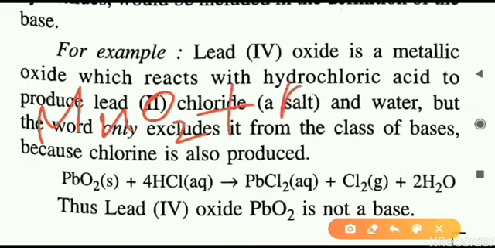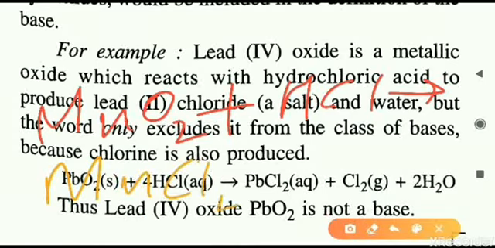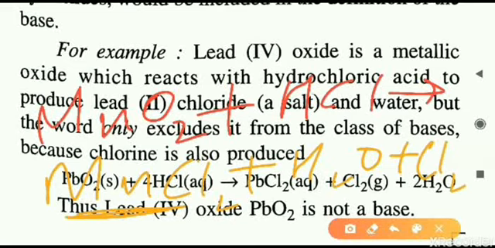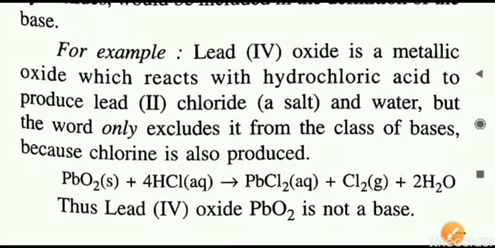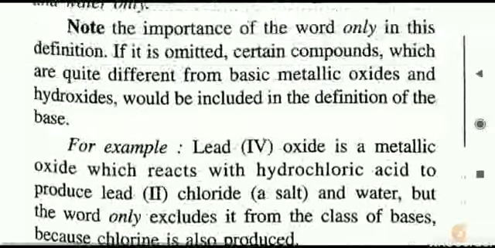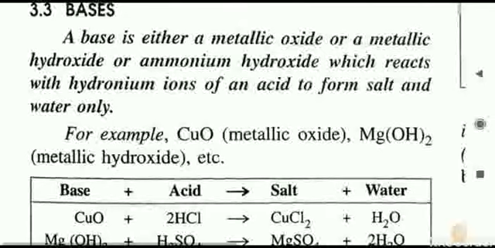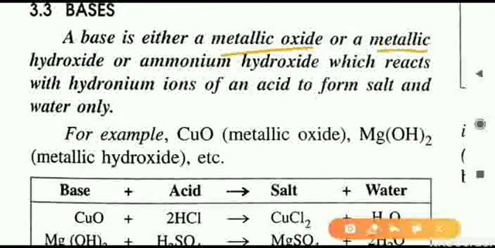It also reacts with HCl, and what we get as the product is manganese chloride, MnCl2. We will get water also, that is, salt is forming. One salt is there, water is there, but along with this chlorine gas is also formed, and that should not have been formed. That is why manganese oxide is not a base. So I hope you have understood the definition of the base now. It should be a metal oxide, or a metal hydroxide, or ammonium hydroxide, any of these three.